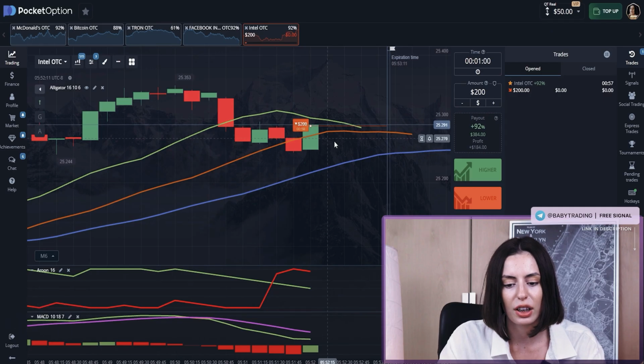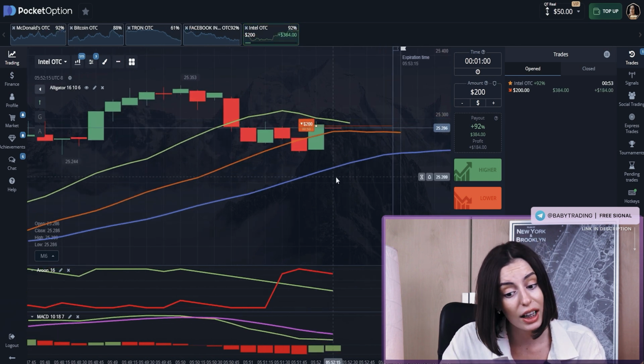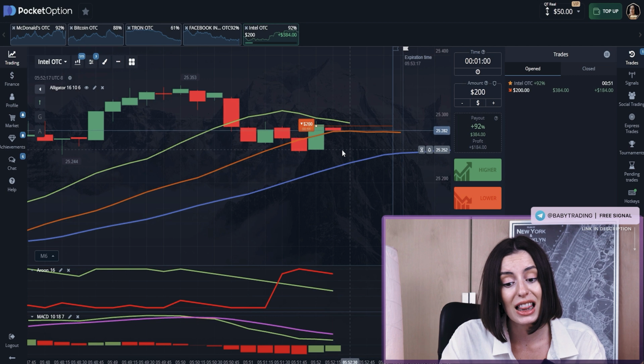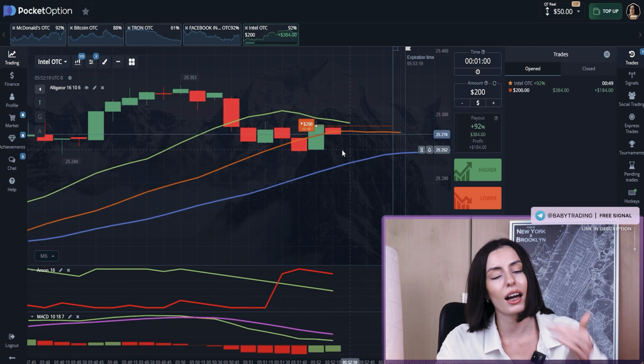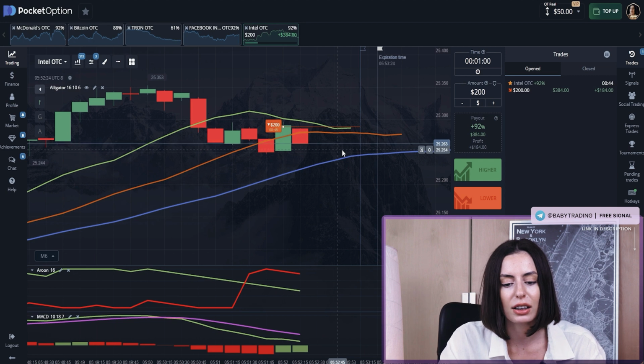The Alligator lines are about to get crossed. We can see the Aroon lines just got crossed and the green line went downward. I already made my bet. I already decided that I expect it's going to be a downward trend.